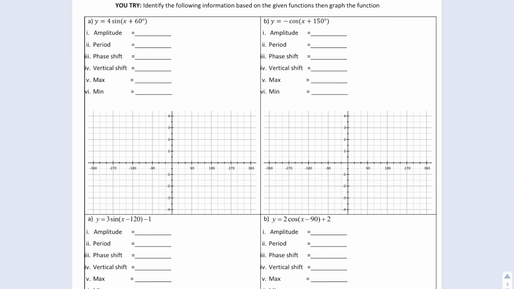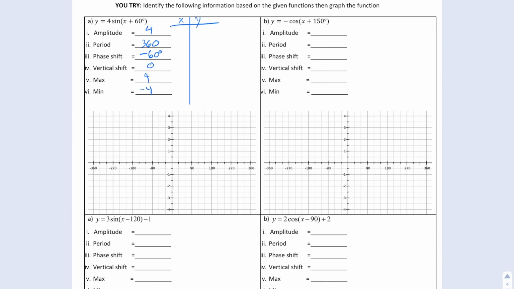Okay, let's go through these ones. So hopefully you've tried this on your own. If you haven't, please do that. So I'm just going to fill this in. I've got amplitude, period, phase shift minus 60. So I changed the sign. Vertical shift, we're not doing anything. And so my max is just 4 and my min is just negative 4 because that's the amplitude. There is no vertical shift.